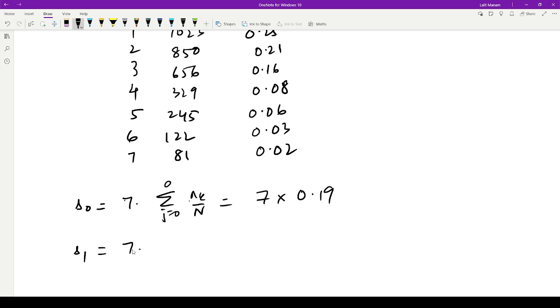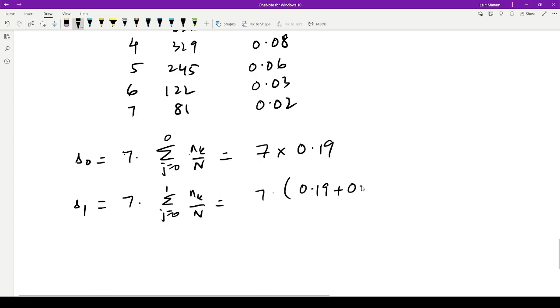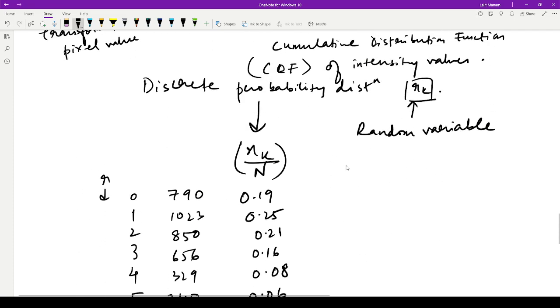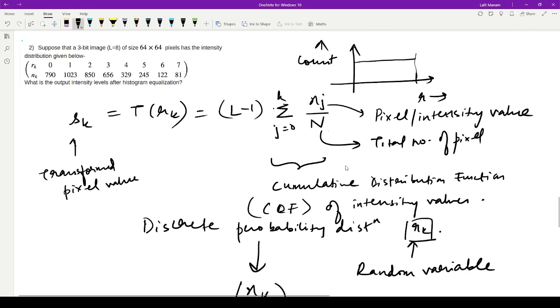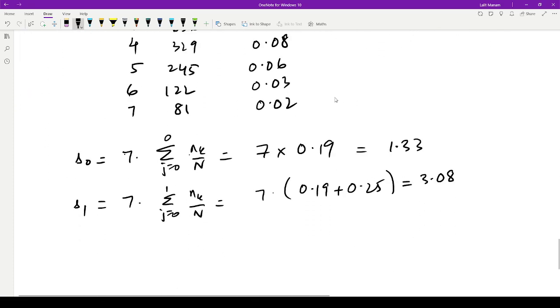So for S1 it is the summation over j equals 0 to 1 of n_k upon N, which is 7 times (0.19 plus 0.25). Whatever these values turn out to be. I'll give you one example: this is 1.33, this is 3.08. Can you just leave it like this? Is this correct? We have to round off to make it our quantized value.